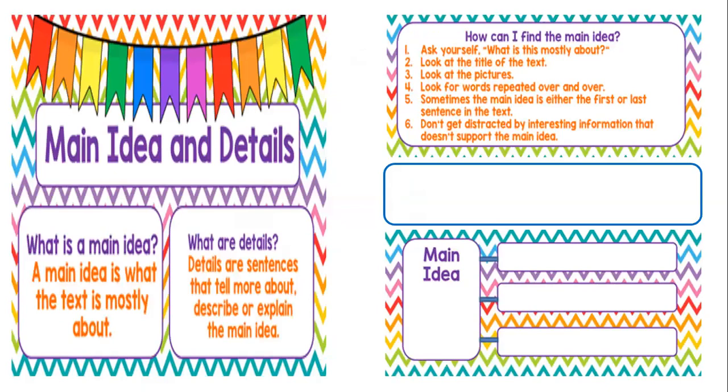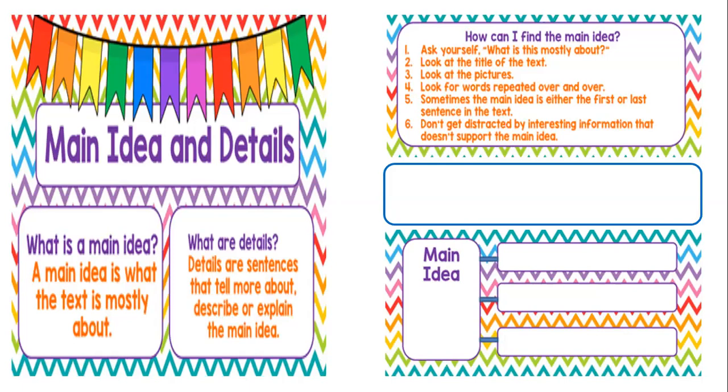So the main idea and details here. What is the main idea? A main idea is what the text is mostly about. It is the important sentence or the important idea in the story or the paragraph. What are details? Details are sentences that tell more about, describe, or explain the main idea.